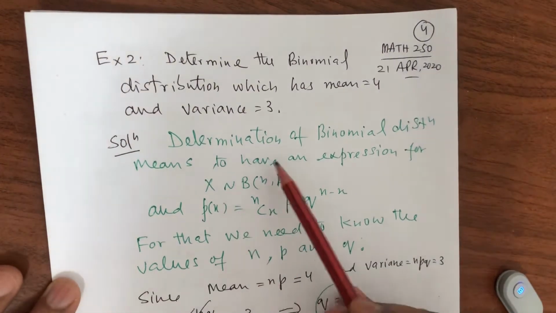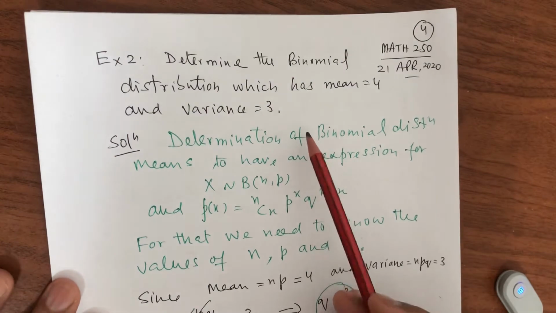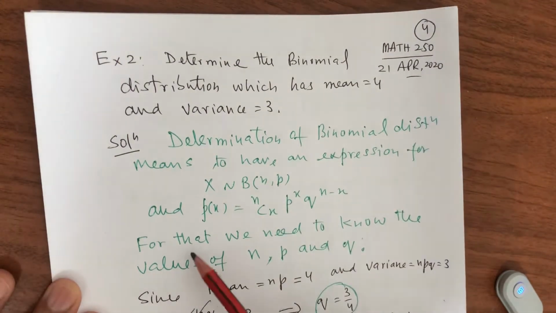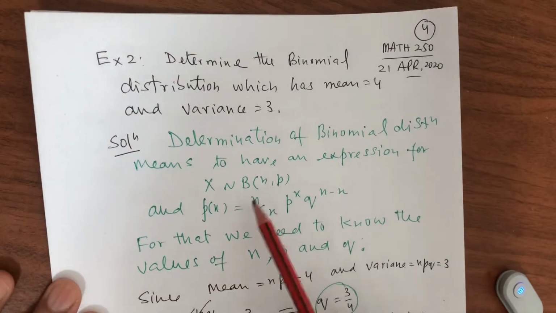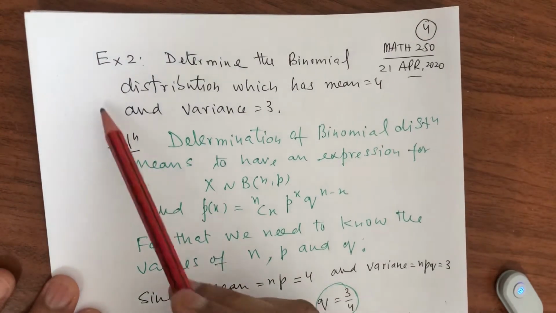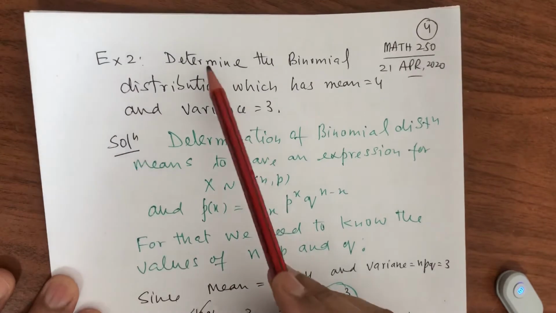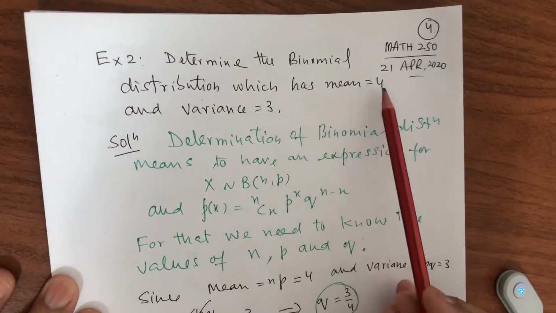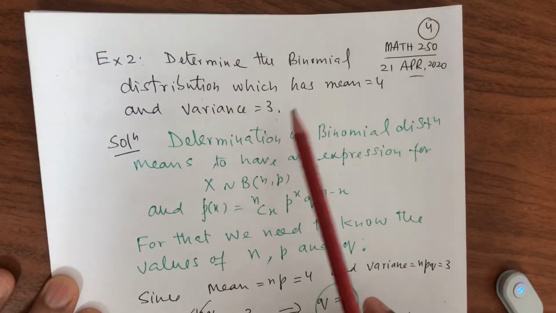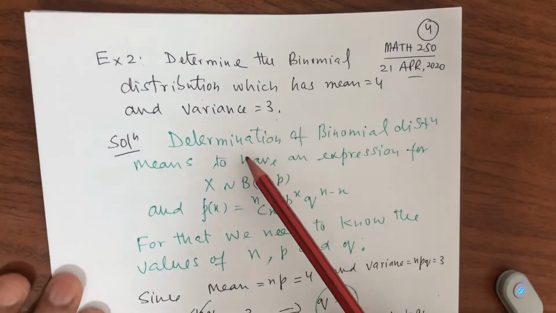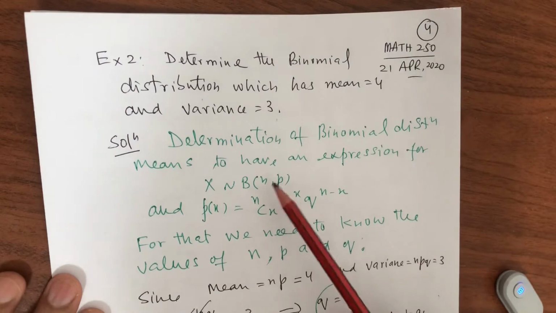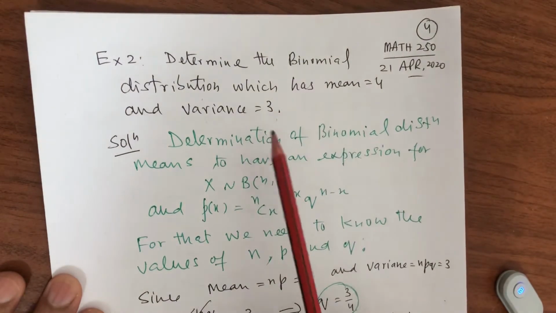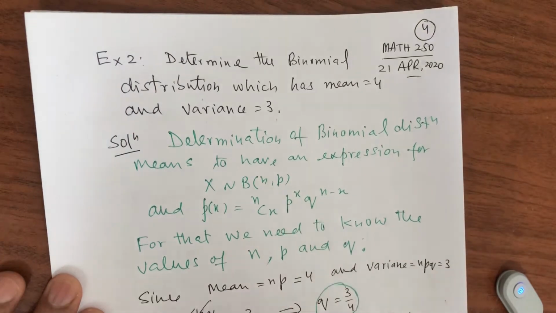Here are some more examples on binomial distribution. One type of exercise I showed in the last video was to find the probability. Now see the nature of this problem: determine the binomial distribution which has mean 4 and variance 3. This is of course a mathematical exercise, but it carries the meaning that with the help of this type of information we can also determine the probabilistic population.